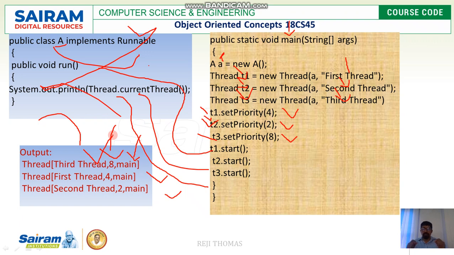And t1.start: t1 has got the medium priority, which is 4. So this gets printed second. Then the first one gets printed last. Sorry, the second one gets printed last. So this is the way we can set and we can get the priority.